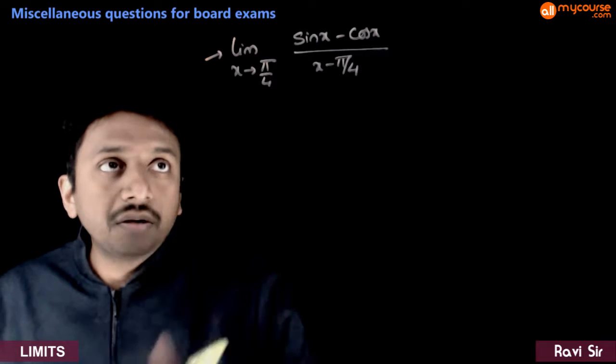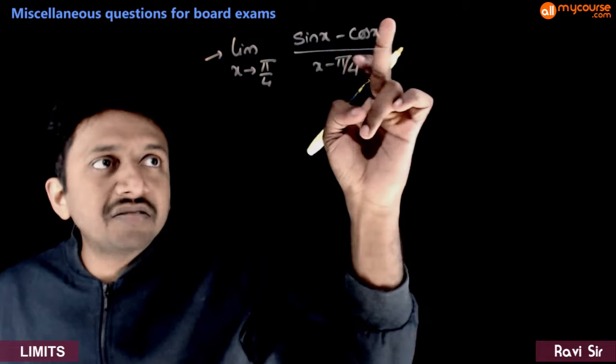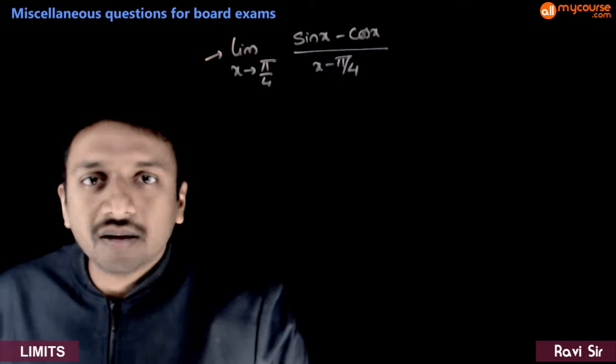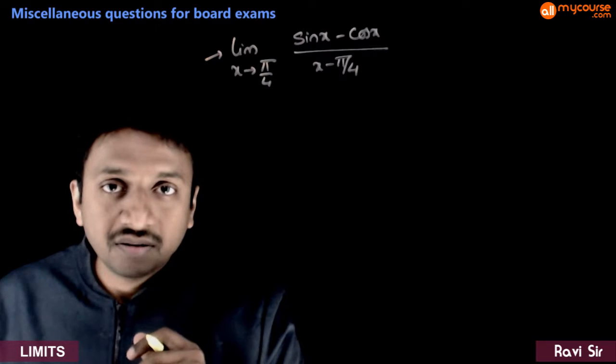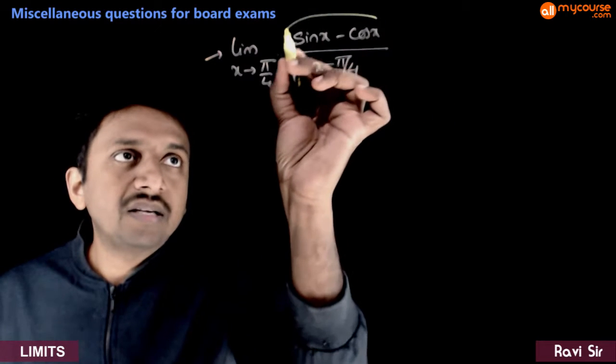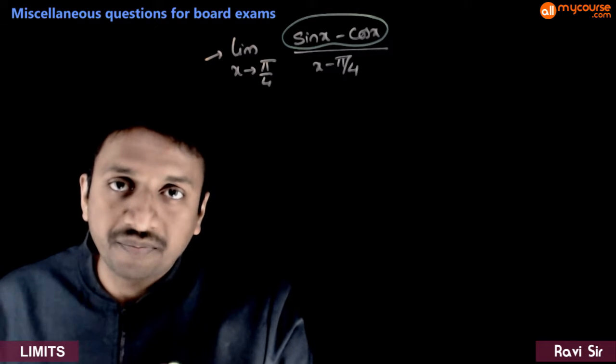So in this question, we're asked to find limit x tends to pi by 4 of (sin x minus cos x) by (x minus pi by 4). So it's a very standard question. We have some expression made of both sin x and cos x in the numerator.